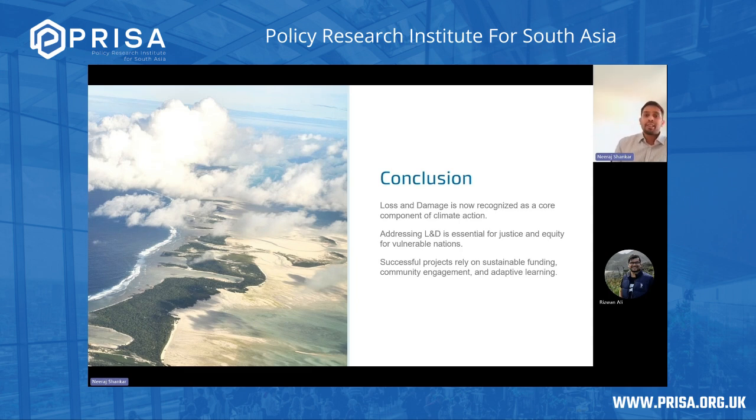My final thoughts are that for L&D initiatives to succeed, the global community must continue to prioritize funding and collaboration, so that those least responsible for climate change are not left to bear its greatest burden.